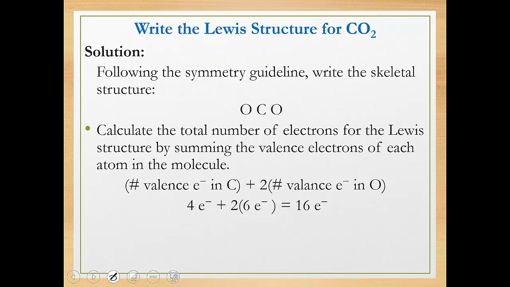So here's the written out example of that. The symmetry guideline. As we showed, carbon in the middle, oxygen on the outside, calculation of 16 valence electrons, and you may see it better one way than the other, the way I did it or the way the book does it. So it's a good comparison.